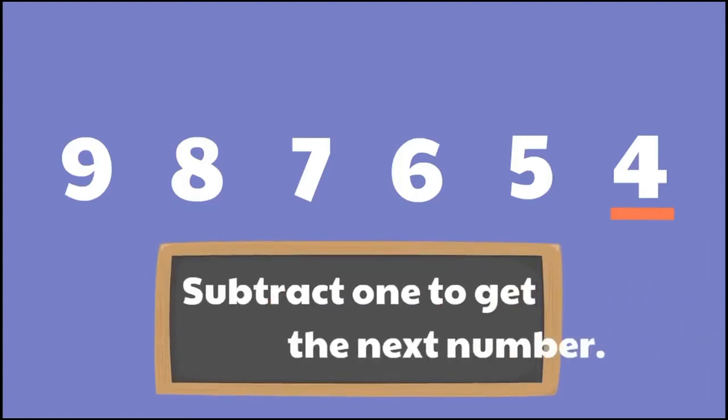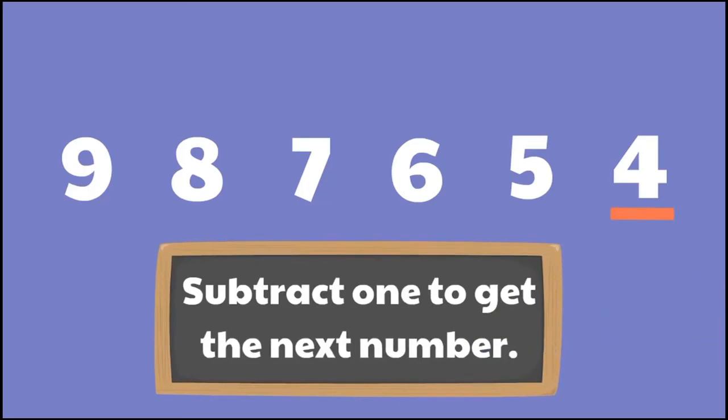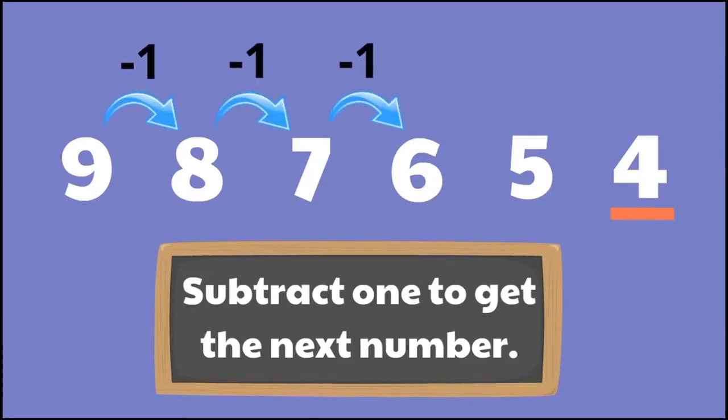Well, what rule did you notice the pattern was following? Yes, subtract 1 to get the next number. So the first number is 9, and the next number is 1 less than 9, 8. Then you subtract 1 to get 7. You subtract 1 to get 6. You subtract 1 to get 5, and finally you subtract 1 from 5 to get our answer, 4.